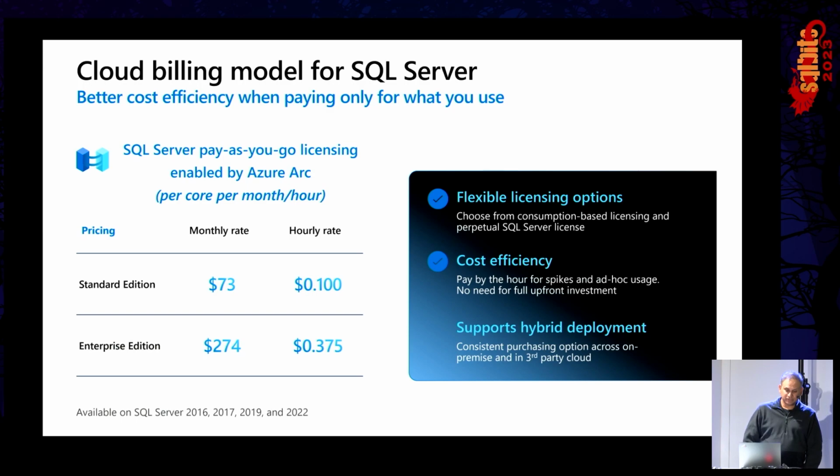Along with this, we also introduced a cloud billing model, as we call it, pay-as-you-go licensing. This is also enabled through the Arc Extension, where if you want to get started quickly with SQL Server, and it's now also available for older versions down to 2016, you don't need a license. Just like in the cloud, you can spin up the instance, select the subscription type you want, whether it's Standard or Enterprise, and the monthly and hourly rates are there. So you only pay for what you use. It's ideal for intermittent or seasonal workloads.